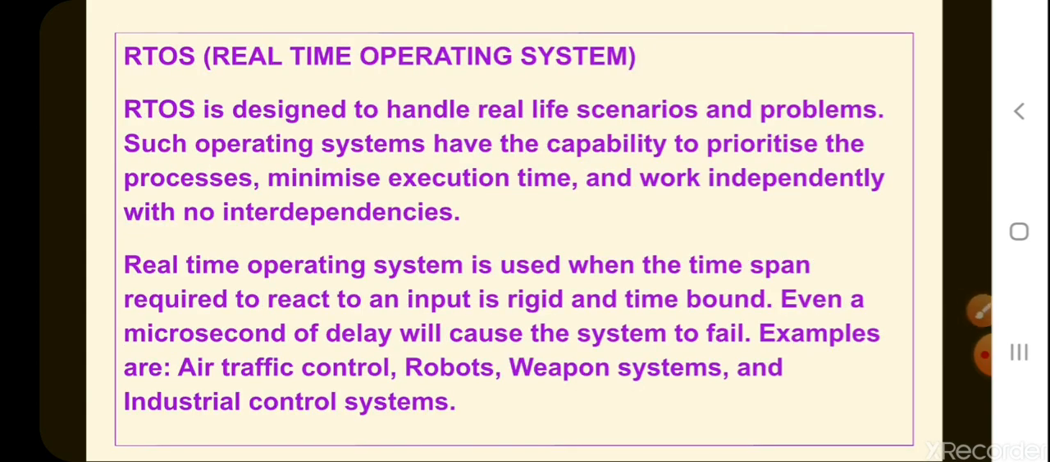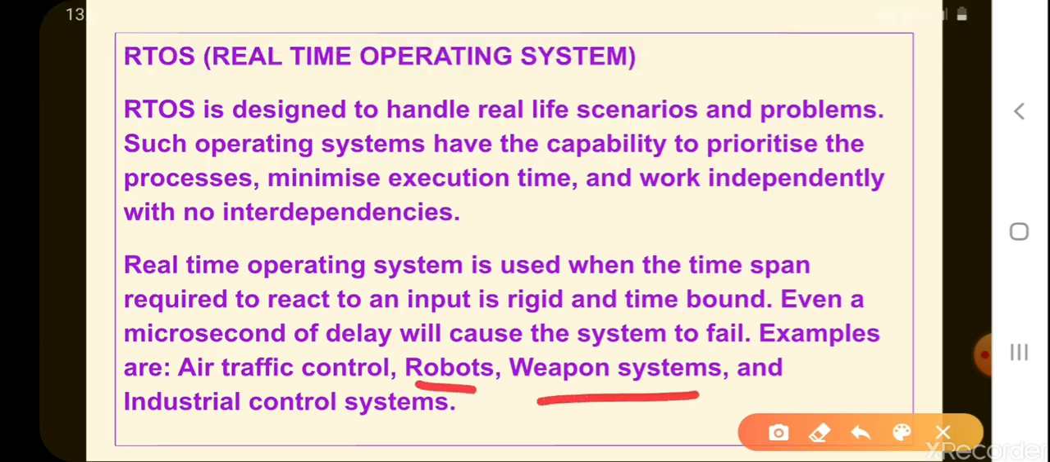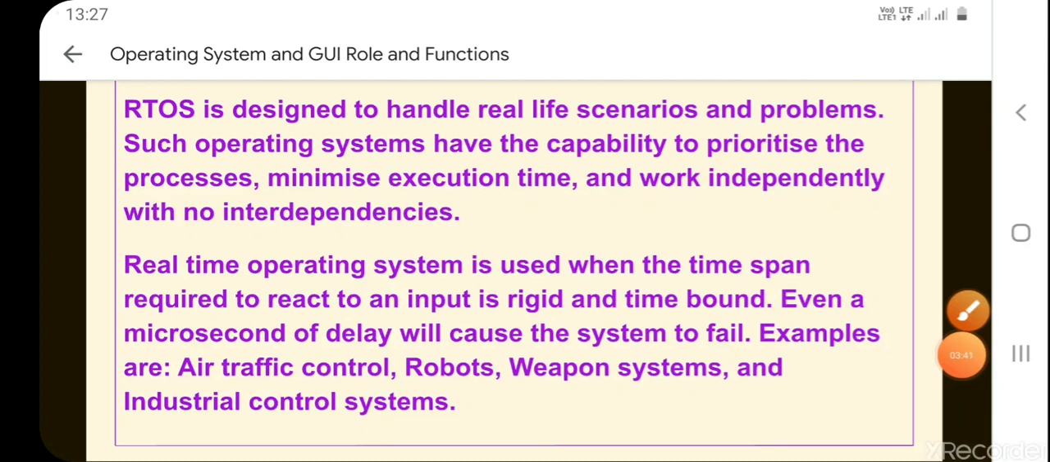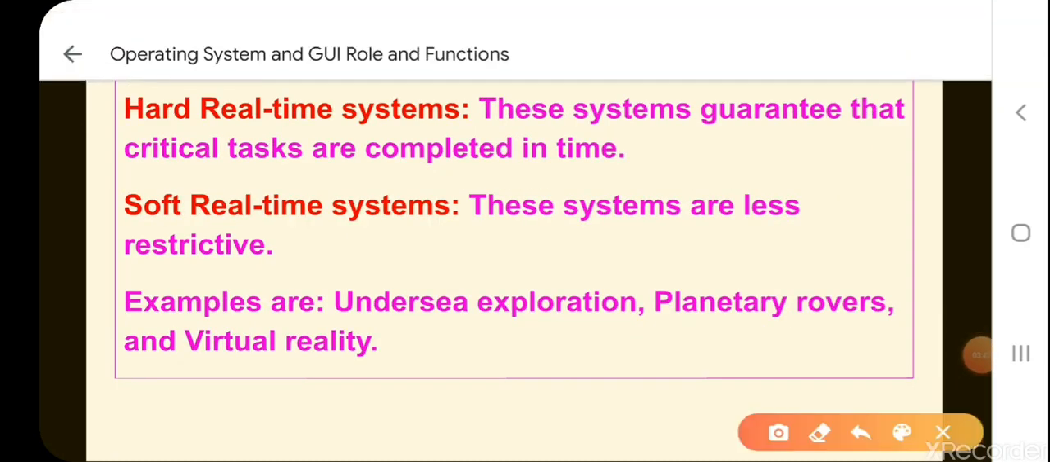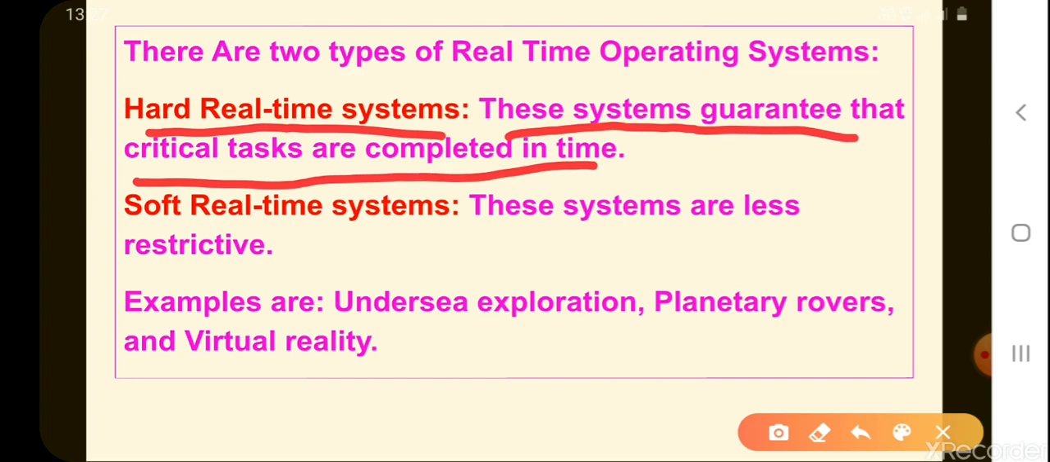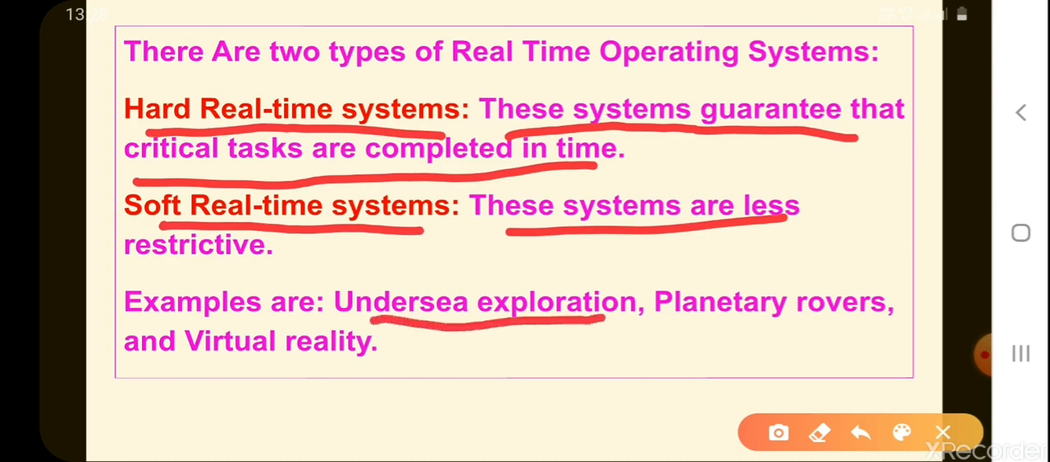Even a microsecond of delay will cause the system to fail. For example, in air traffic control, in robots, in weapons systems and industrial control systems, we require real-time operating systems. Now, there are two types of real-time operating system: the hard real-time operating system. What is a hard real-time operating system? These systems guarantee that critical tasks are completed in time. And then there are soft real-time systems. These systems are less restrictive, and can be used in undersea exploration, planetary rovers, virtual reality gaming, etc.